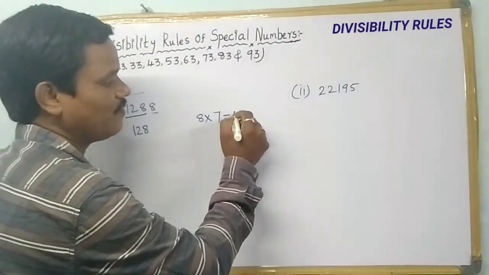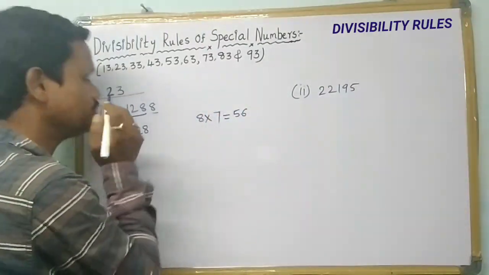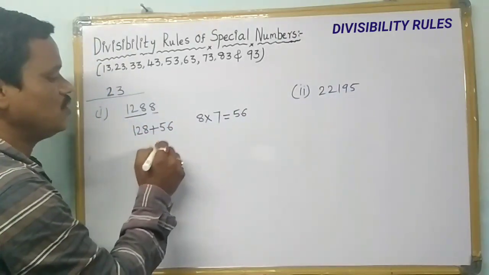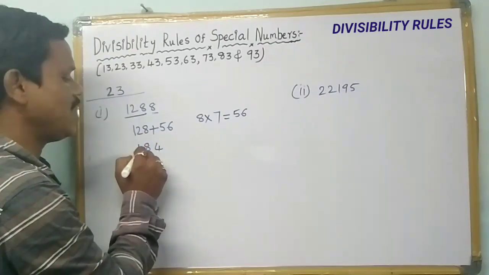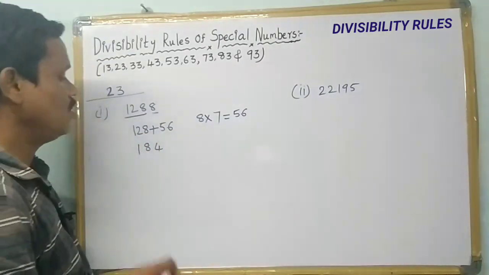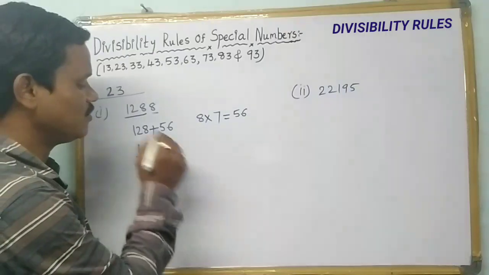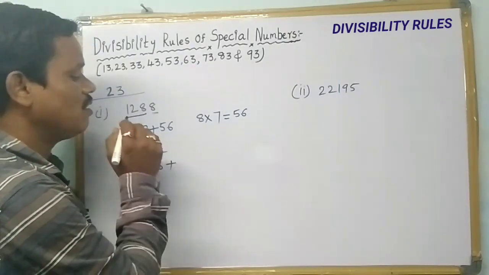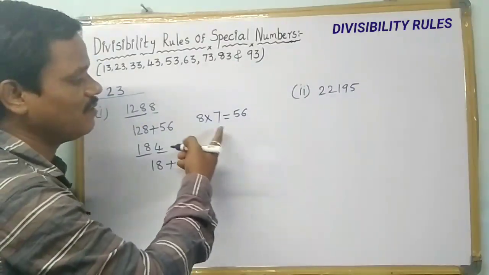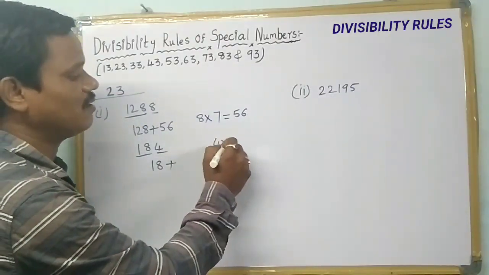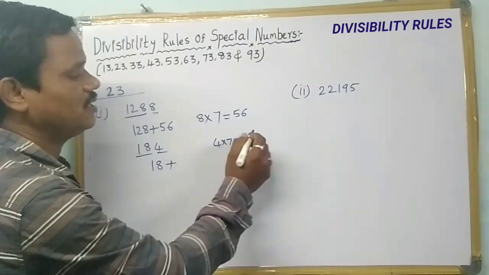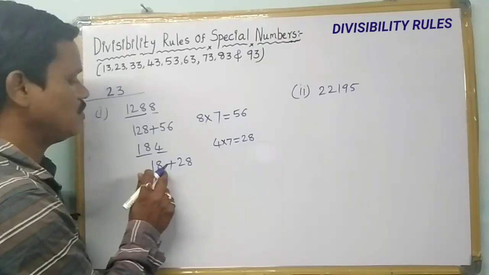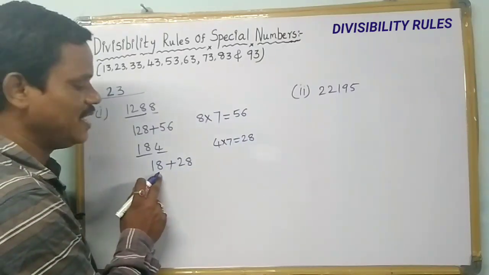8 times 7 is 56. Now add to the second part. What is this value? 6 plus 4 is... 184. Now divide it into two parts. This is first and second. Now write the second part as it is. Now multiply the first part number by 7. 4 times 7 is 28. Now add to the second part. What is this value? 28 plus 18.